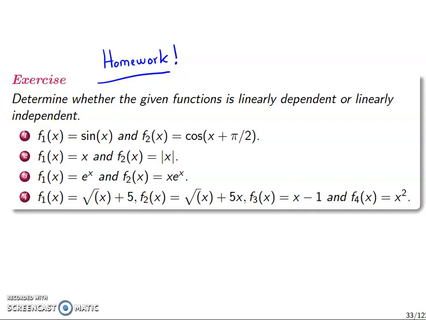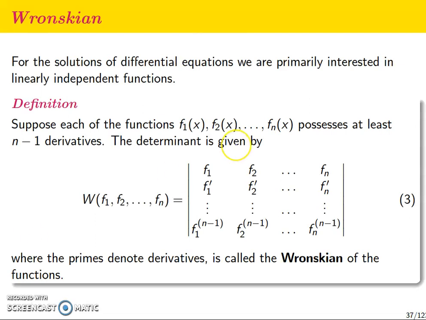Another thing before time's out, I want to look at the Wronskian. For the solution of a differential equation, we are primarily interested in linearly independent functions. How can we say it's linearly independent? Another way is the Wronskian. You have the given functions in the first row, the second row is the derivative, and then another derivative, and you take the determinant. Prime denotes the derivative; this is called the Wronskian of the functions.